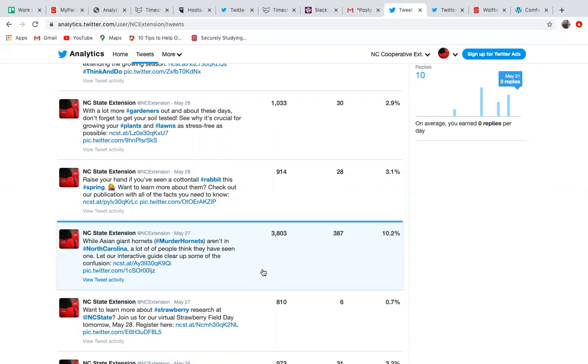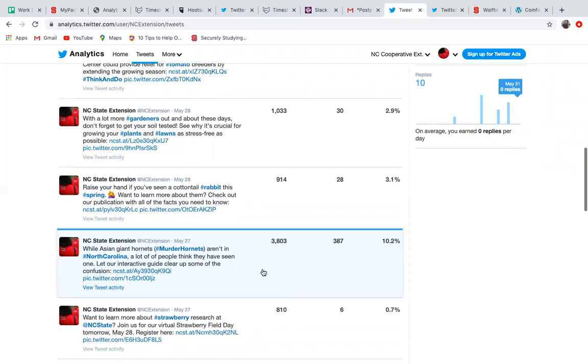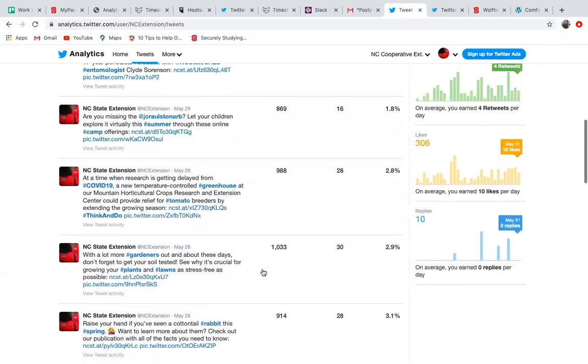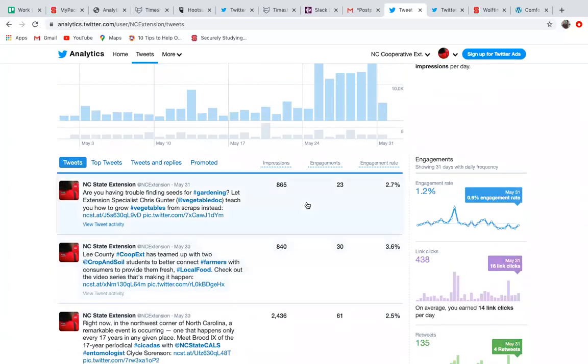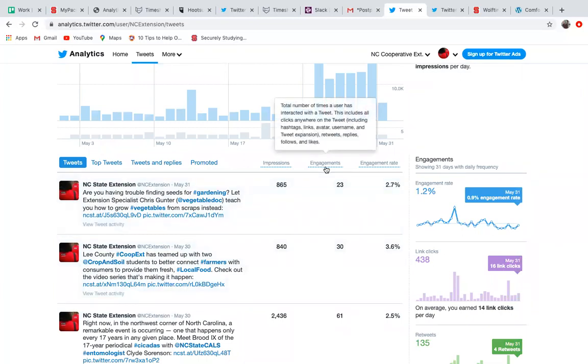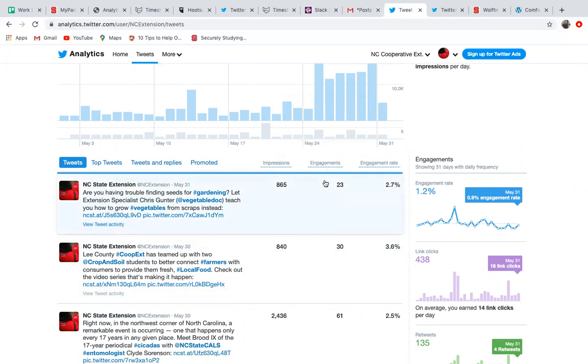So we had pushed out a lot of tweets related to helping you identify what they actually look like in comparison to insects that they're commonly mistaken for. Something else that you can look at too is, like I said, the engagement. So with Twitter, Twitter counts engagements as obviously, you know, your retweets, your likes, and your replies.